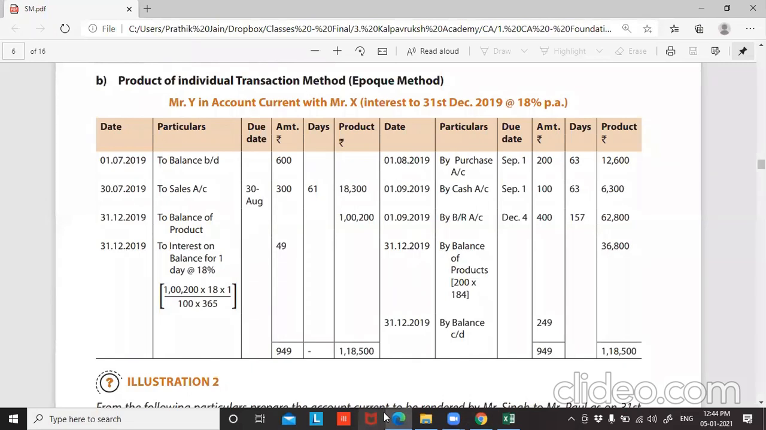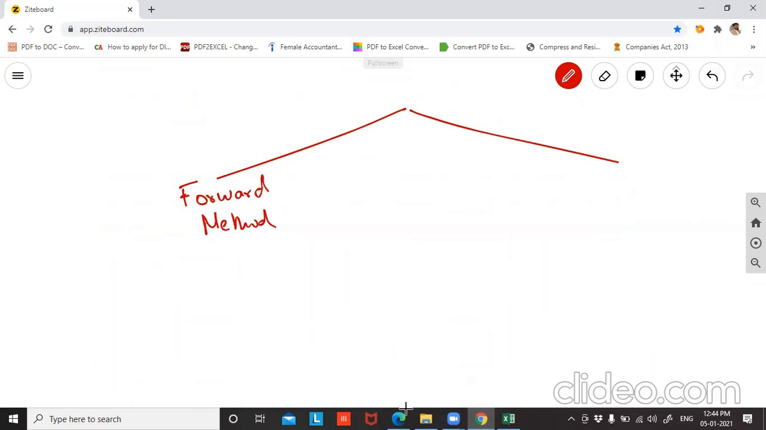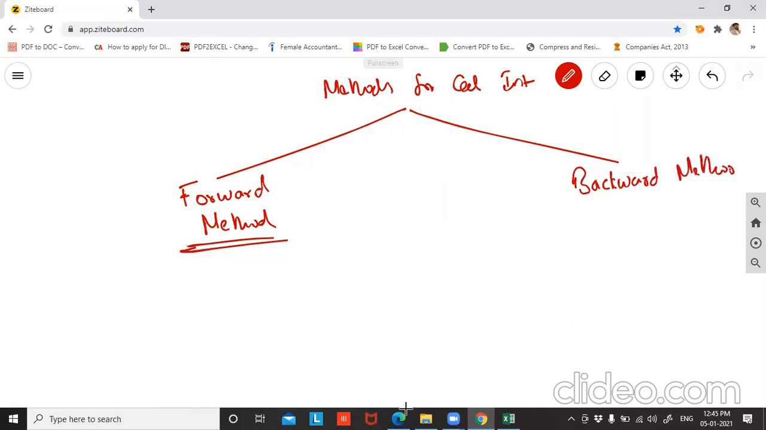If the question says, please calculate the interest using the epoch method or using the backward method, it means we'll do it in the way we are learning now. Now, guys, there are two methods of calculating interest. One is the forward method, another is the backward method, which is also called the epoch method.